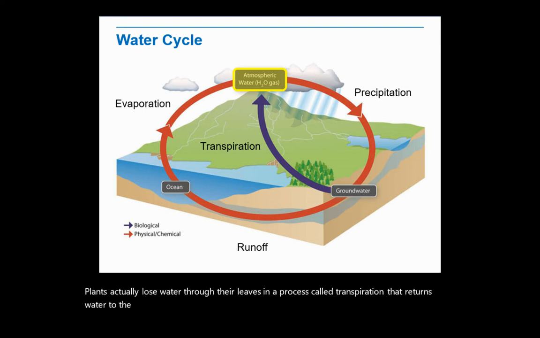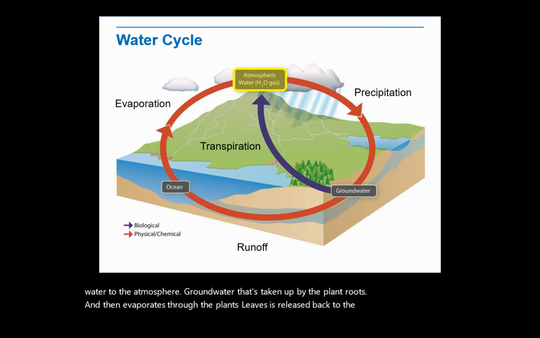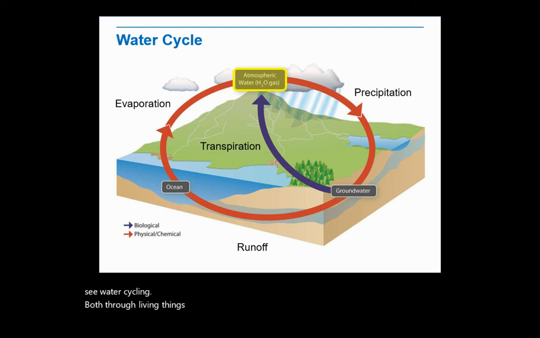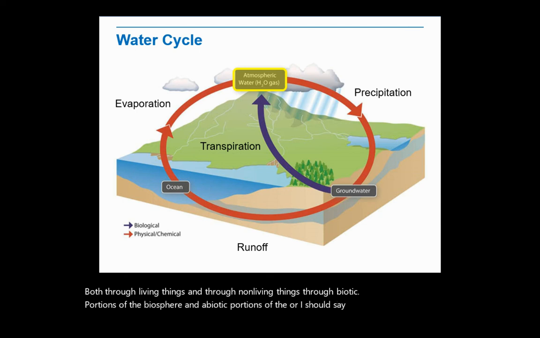Groundwater that's taken up by the plant roots and then evaporates through the plant's leaves is released back to the atmosphere. So we can see water cycling both through living things and through non-living things, through biotic portions of the biosphere and abiotic portions of, or I should say, the ecosystem.